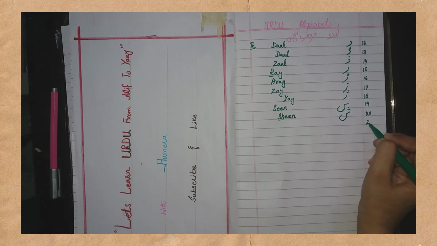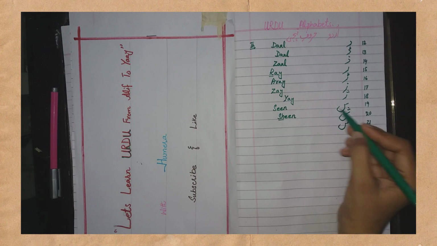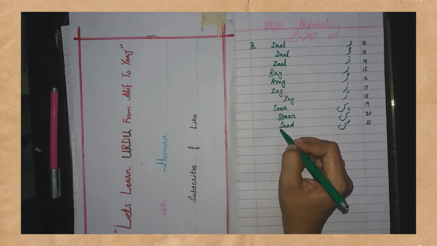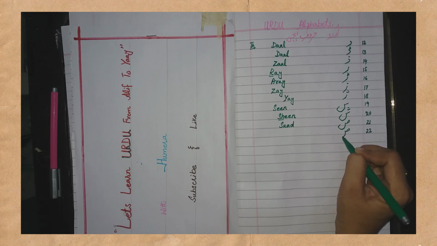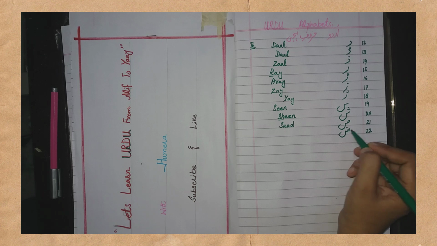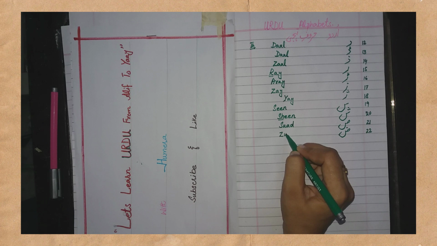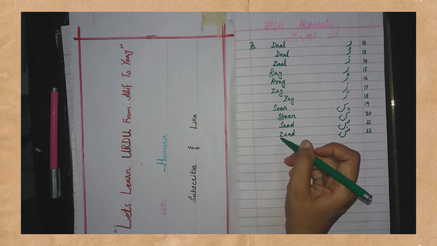Okay, next is Swad. Swad has the pronunciation of Swad, and it's like the alphabet S. Okay, next is Zwad. Zwad has the same shape like Swad, but it has one dot under it, and it is called Zwad, and it has the same sound like the alphabet Z.